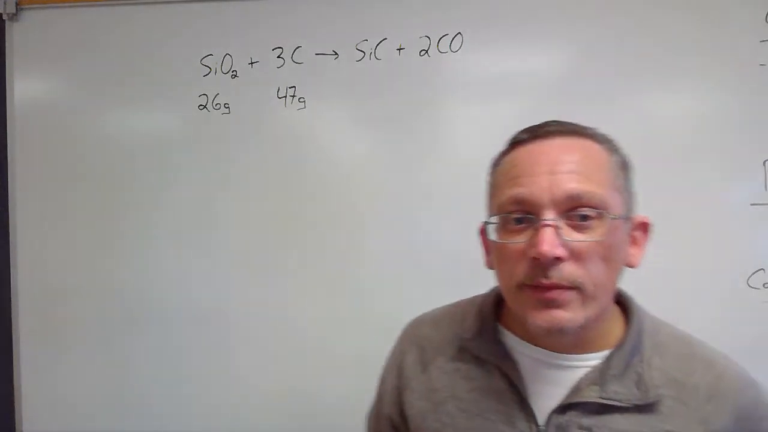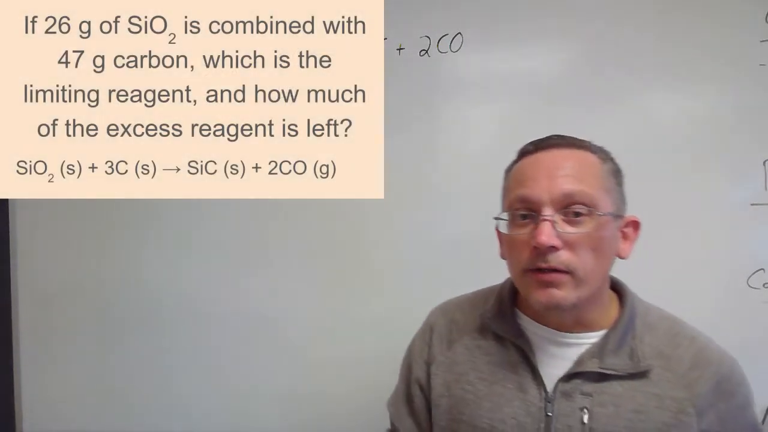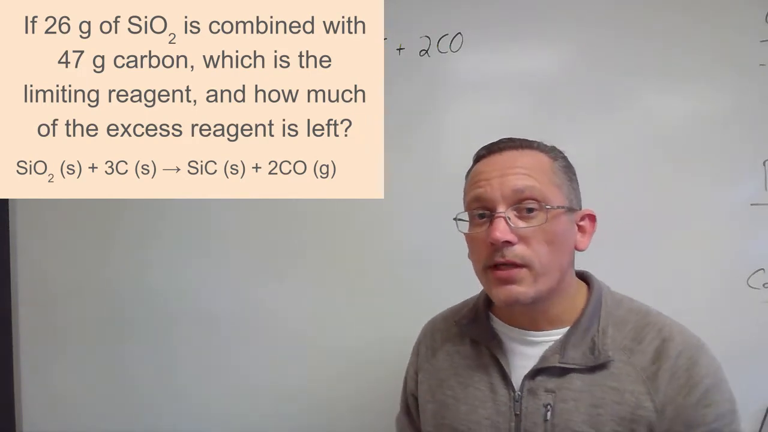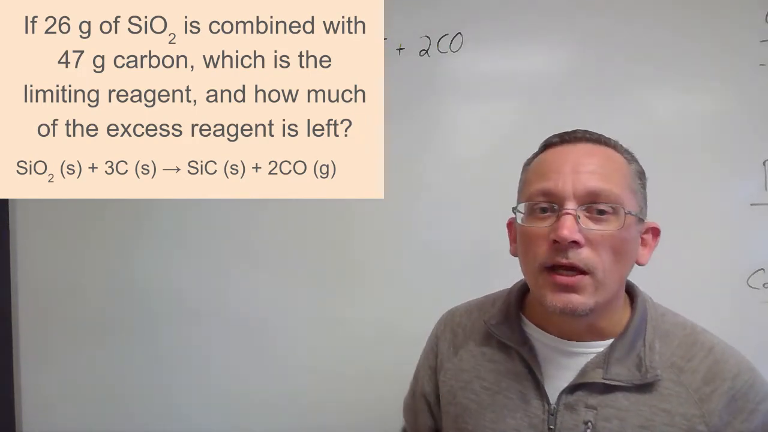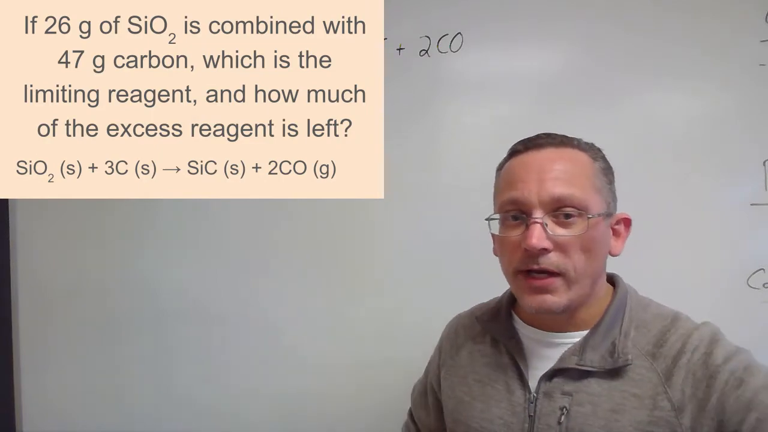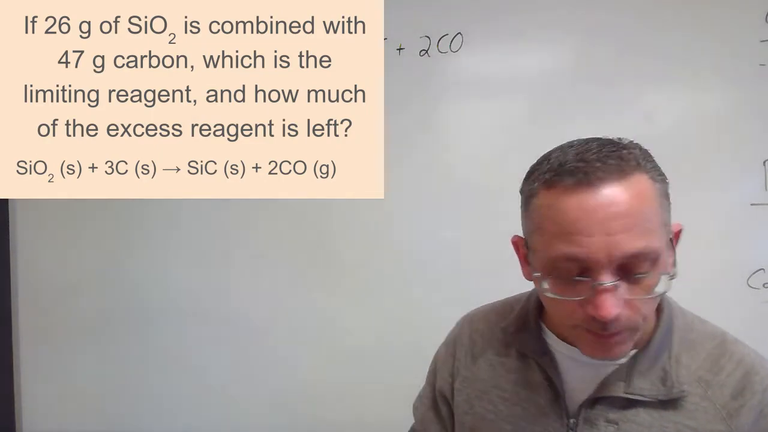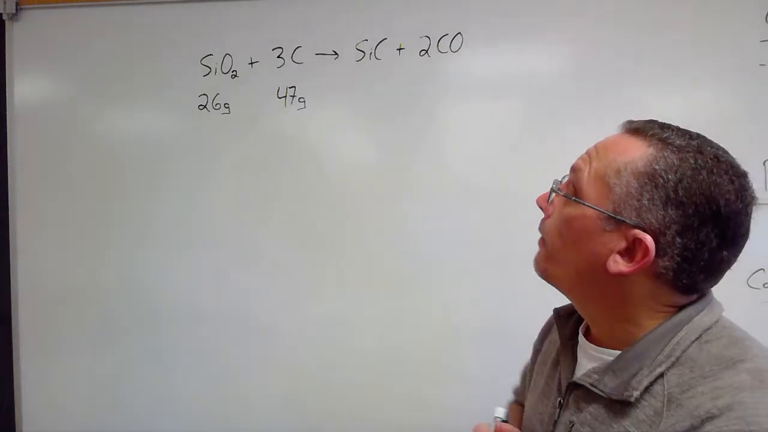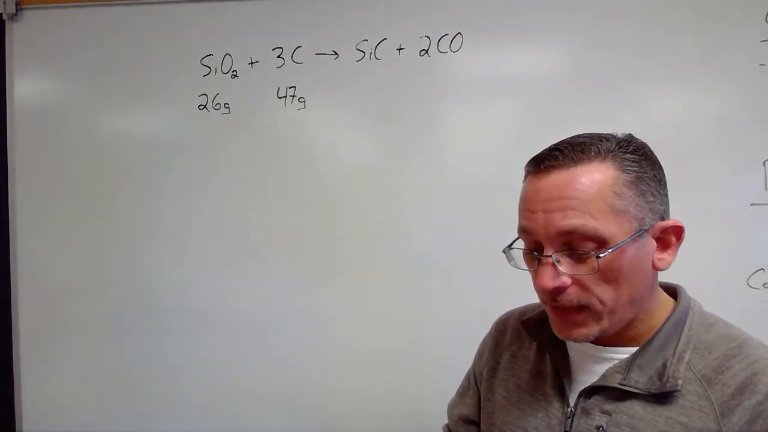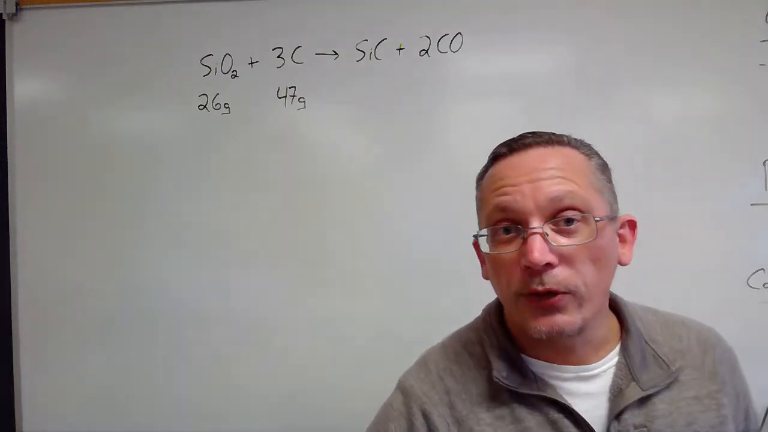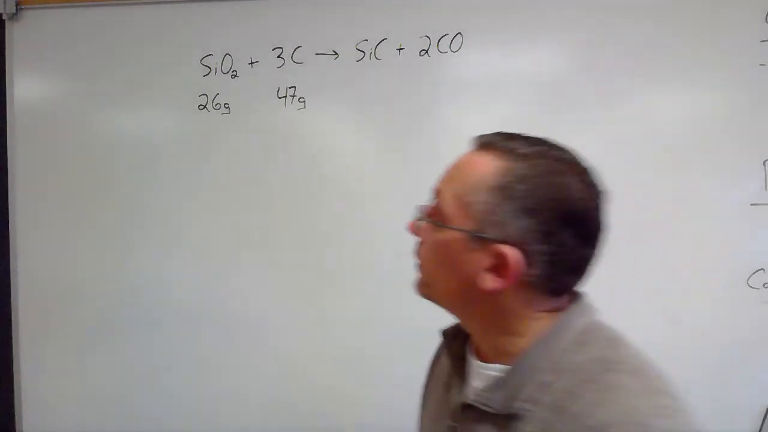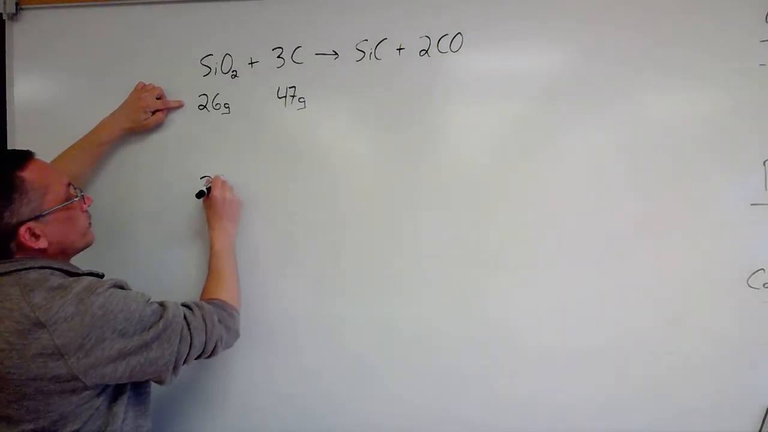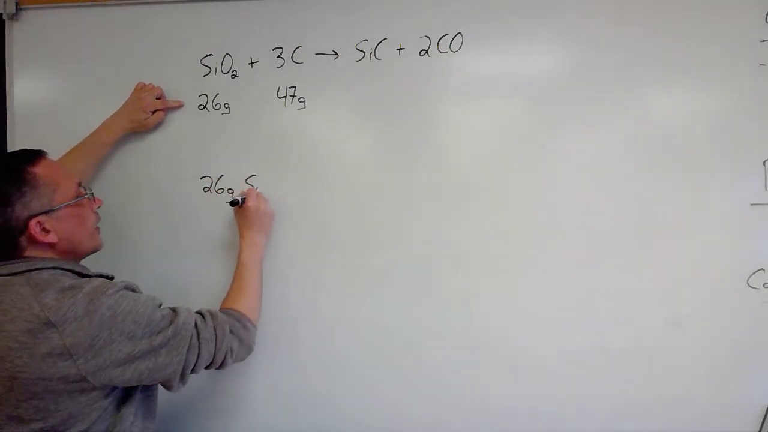So this problem, it says if 26 grams of silicon dioxide, SiO2, is combined with 47 grams of carbon, C, which is the limiting reactant and how much of the excess is left. Okay, so we're going to start here with the silicon dioxide, with the SiO2. So let's start with that. So we'll start with the 26 grams of SiO2.